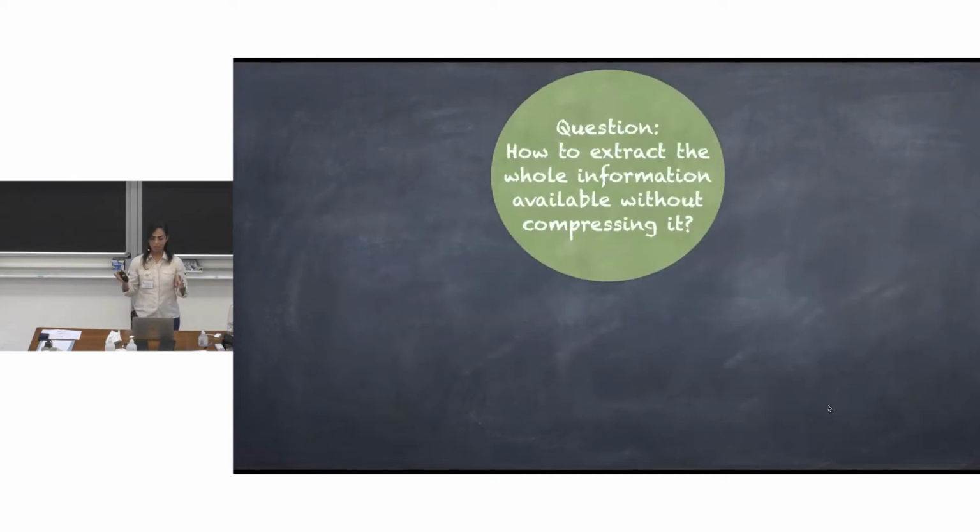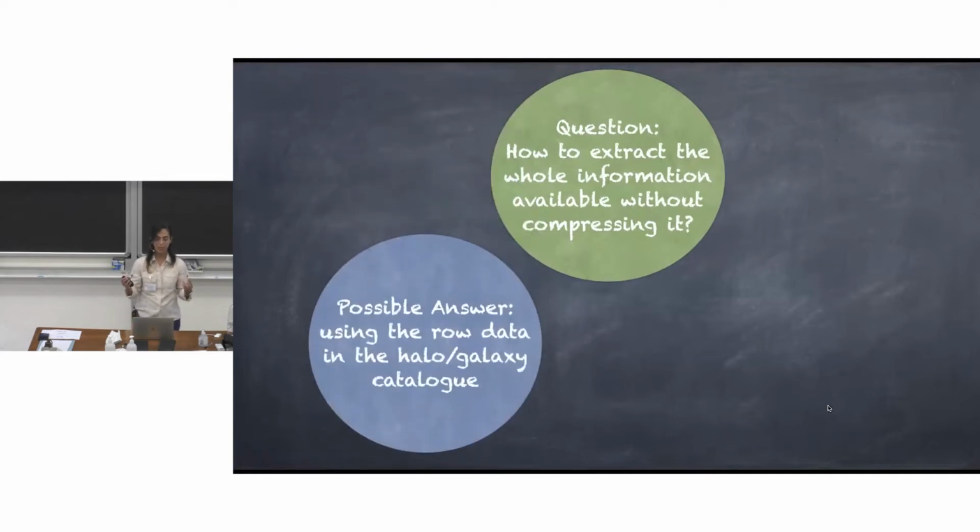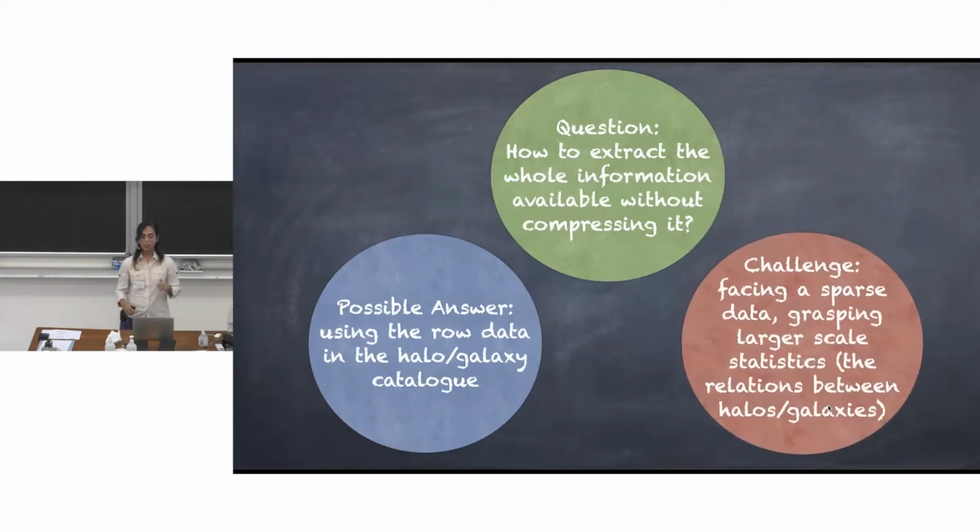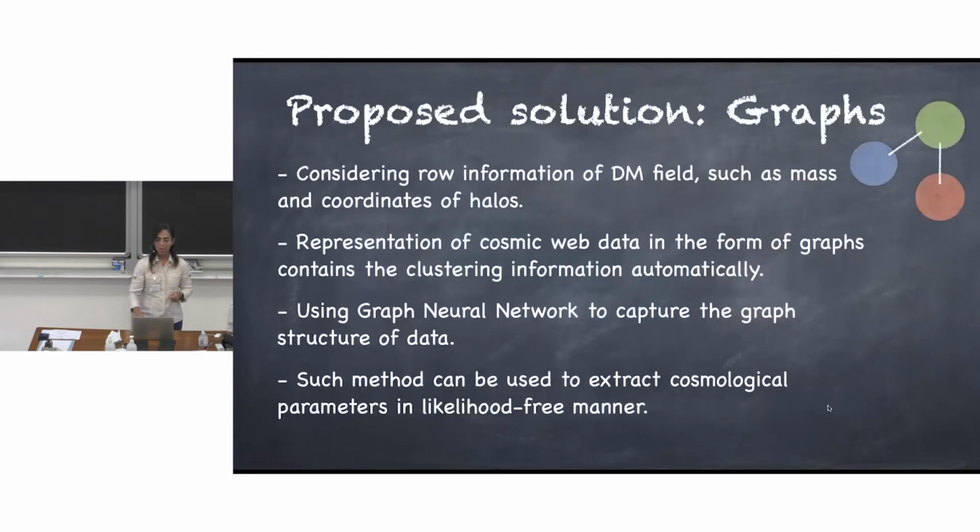So basically, the question that I presented is how to extract the whole information available without compressing it. The possible answer would be to use the raw data at the matter field level, but of course we face some challenges like sparsity of the data, and we need to grasp the relation between the components of this larger set structure.